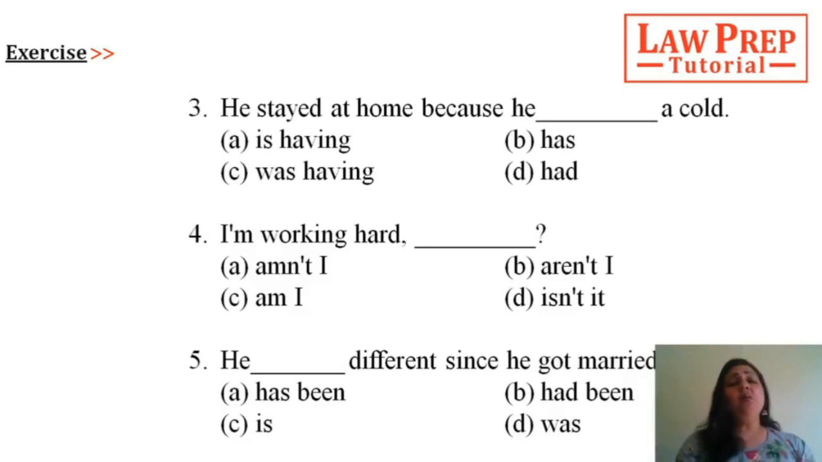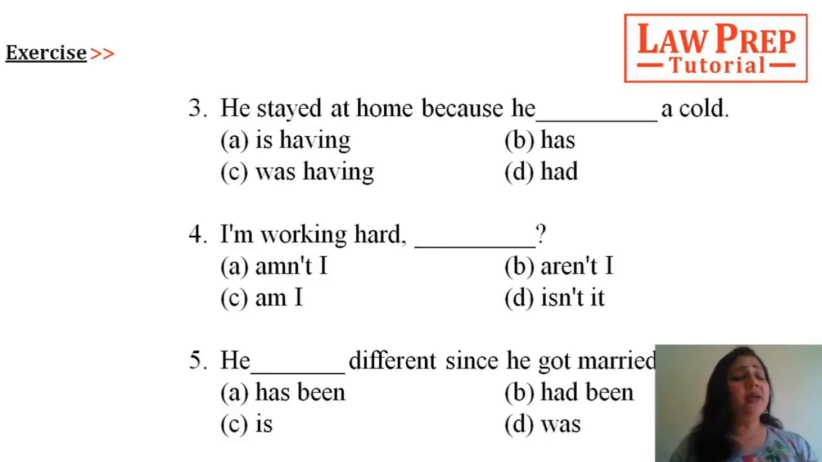Now here we have "am", which is an exceptional case. In the "am" case, we don't have the word "amn't" in English. We do speak it in American slang, but we don't have a word like "amn't" in English. So we cross the first answer, "amn't". And since it's already "I'm working hard", so I need a negative, so I can't use "am", and I can't use "isn't". My correct answer would be "I'm working hard, aren't I?"